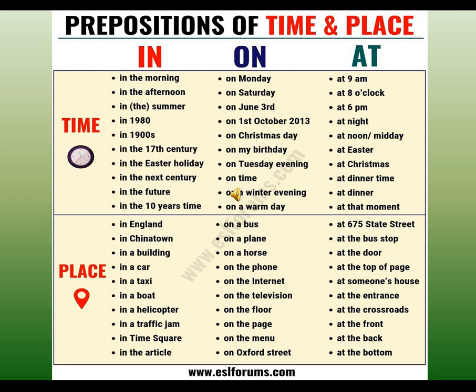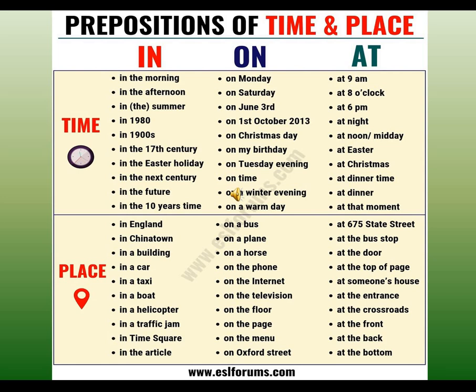Let's talk about on. In case of time, we use on with days in a week, like Monday, Saturday, or dates as well, or a particular date along with the year. Like on 3rd June or 1st October 2013, and in case of particular holidays when the name is mentioned, on Christmas Day. And in case of place, again, you see, on a bus, on a plane, on a horse, on the phone, on the internet.